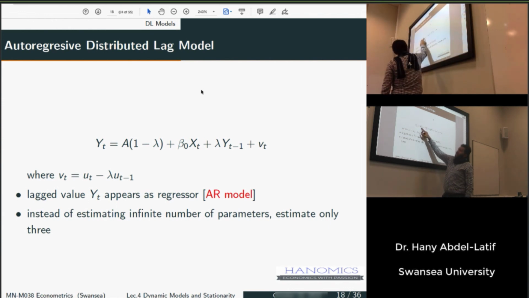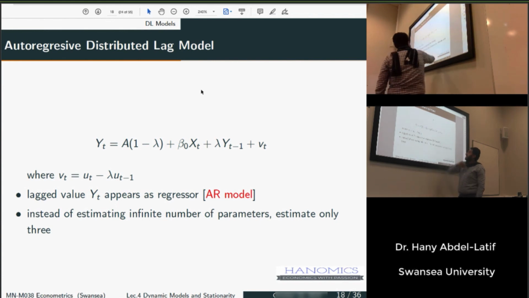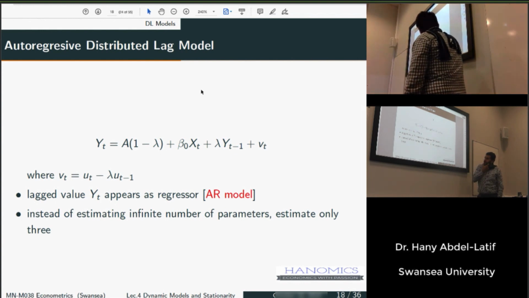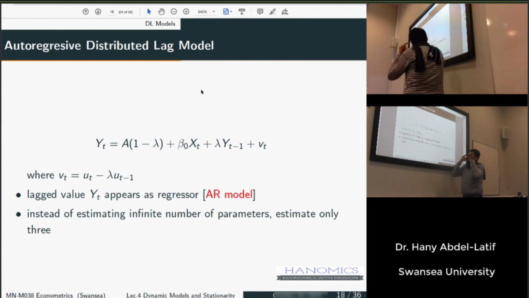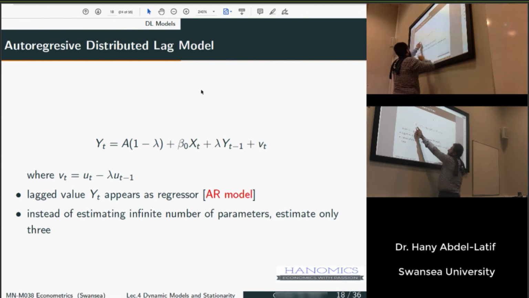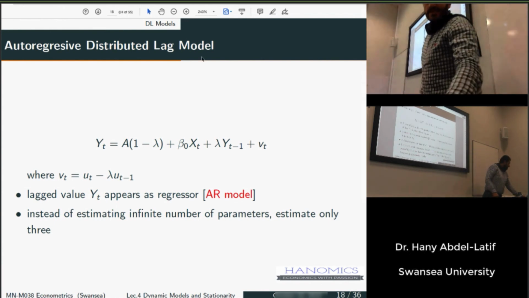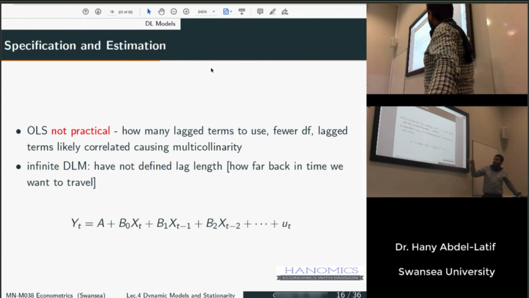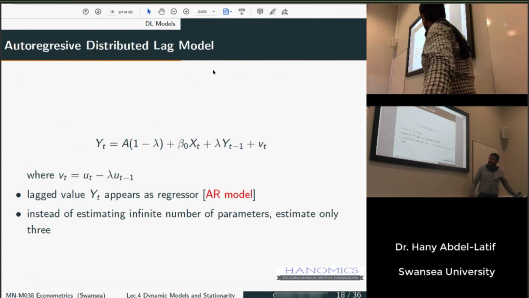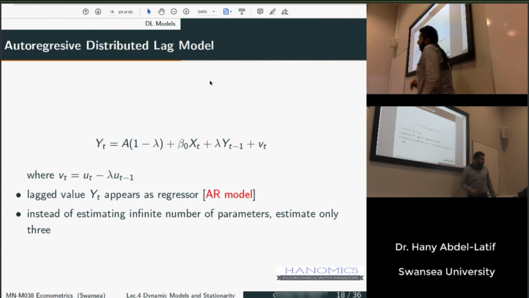Okay, so in that case we still have this as the speed of adjustment, we know that, and this is the immediate effect, the beta naught, but this process now became an AR process. You remember YT depends on YT minus 1 and XT. Okay, so rather than having an infinite number of parameters to estimate, as is the case in this model, we have only another model where we can have only 3 parameters to estimate.